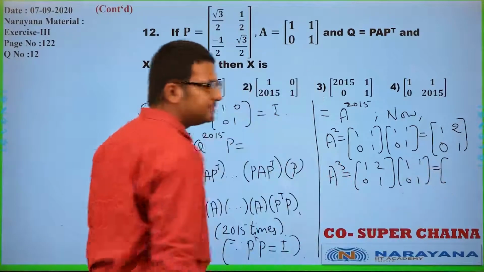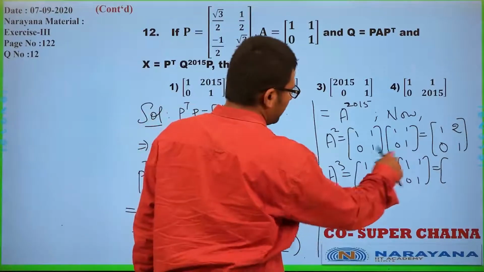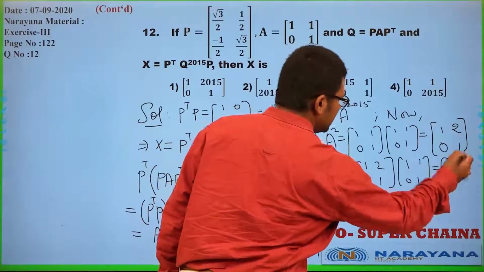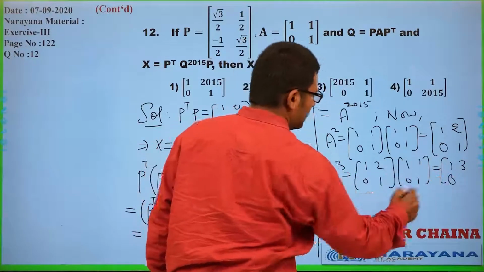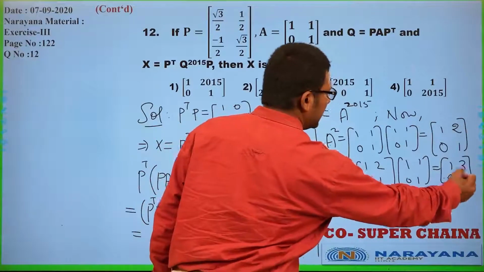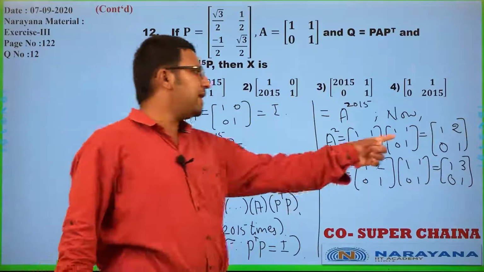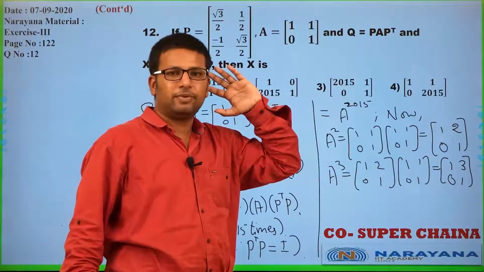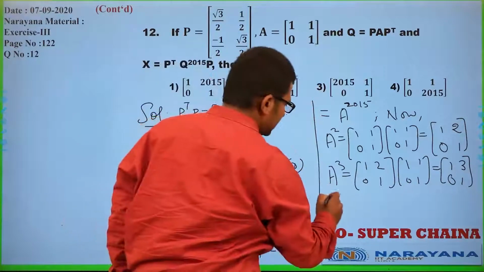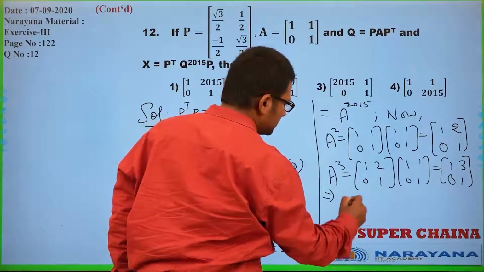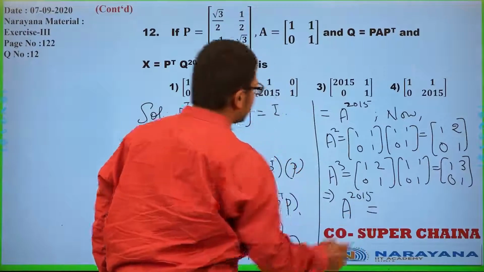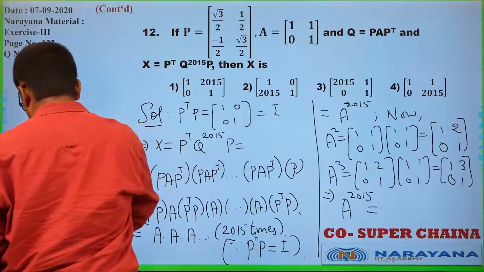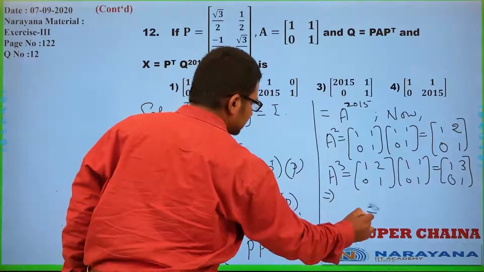What is that? You must have guessed it by now. 1 plus 0, so 1. 1 plus 2, 3. 0 plus 0, 0, and 0 plus 1, 1. Can you see? Whatever is the power of A, that element will appear here. Everything else will appear the same, right? So proceeding in that pattern, A raised to 2015, which is what is asked, right? Which is x itself. We have already shown that it is x.